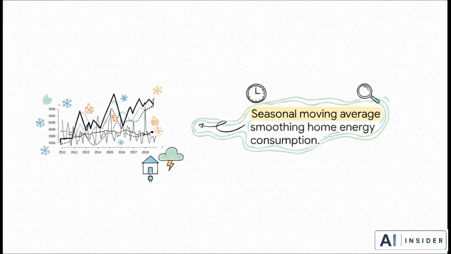To put this into perspective, let's look at an SMA actually in action. See that really jagged, solid black line? That's just raw monthly home energy consumption from 2011 to 2018. The extreme spikes are the noise from seasonal weather changes. Now look at that thick dotted line running right through the middle. That is a seasonal moving average. By averaging the data over a rolling frame, it effectively just wipes out those extreme seasonal spikes to reveal a much clearer slight upward and downward underlying trend in the home's energy use over those 7 years.